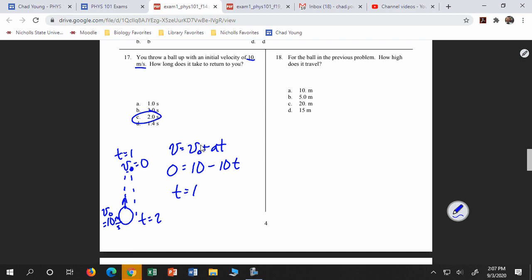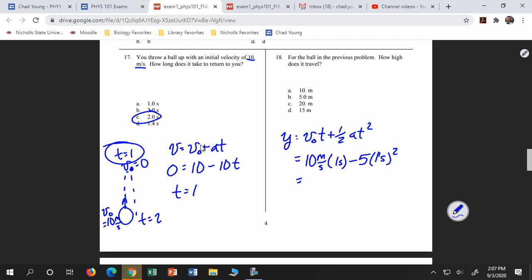And then how high does it travel? If I want to know the y position at any time, I can use this parametric equation. Y is equal to v naught t plus 1/2 at squared. At t equal 1 second, which is when it's at the top, I can just say v naught was 10 meters per second times t, which is 1 second, minus 5, that's half of negative 10, times 1 second squared. 10 minus 5 is 5 meters. So B is the right answer there.